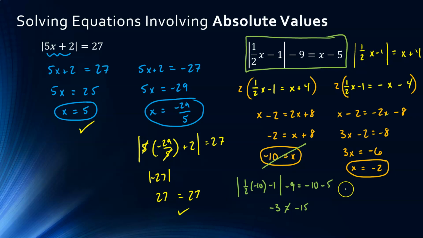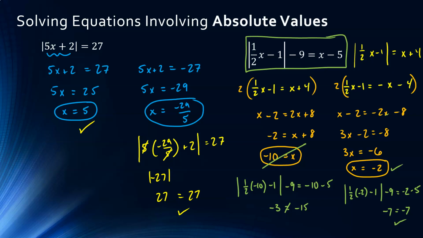Let's try the other one. So we would have 1/2, let's see if I can squeeze this in, negative 2 minus 1, minus 9. I want to see, does that equal negative 2 minus 5? Just barely got that in. So I know the right side is going to be negative 7. Let's see what the left side is going to be. So half of negative 2 would be negative 1. Negative 1 minus 1 is negative 2. But the absolute value of negative 2 is a positive 2. And 2 minus 9 would be negative 7. So sure enough, I get negative 7 equals negative 7, so that one checks. So my only solution for that second one is x equals negative 2.